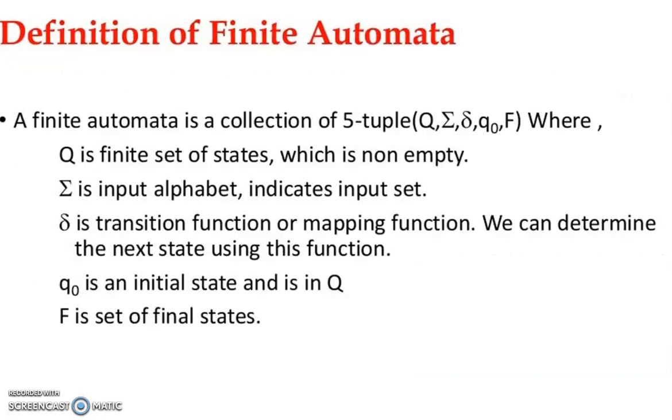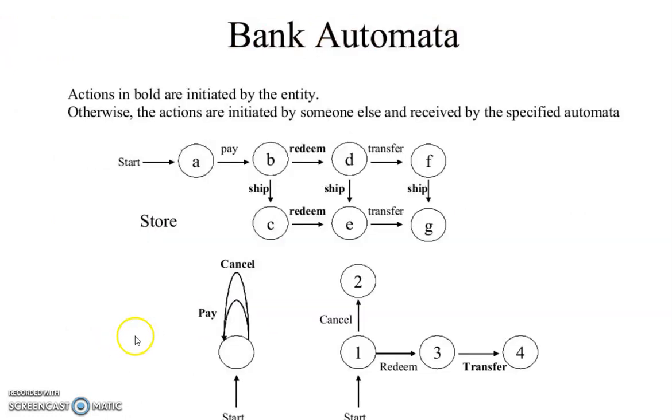What is a DFA? What is the definition of finite automata? A finite automaton is a collection of five tuples (Q, Σ, δ, q0, F), where Q is the finite non-empty set of states. Σ is the input alphabet indicating the input set, and δ is the transition function or mapping function. q0 is the initial state, and F is the final set.